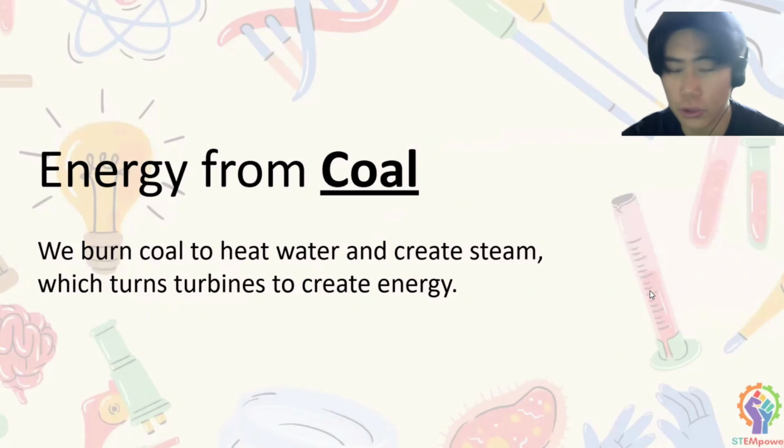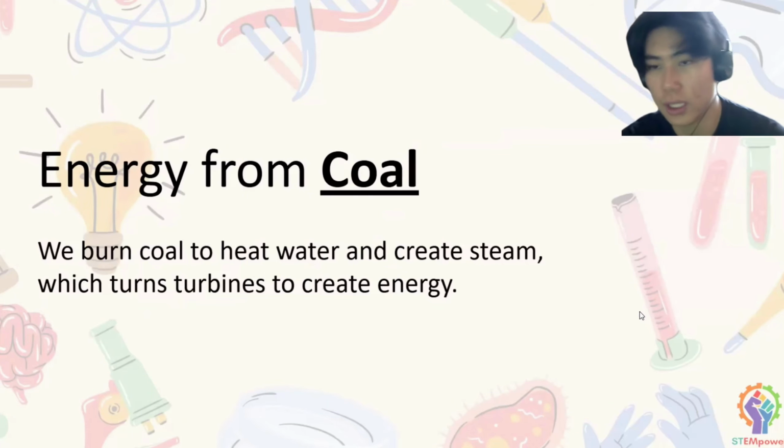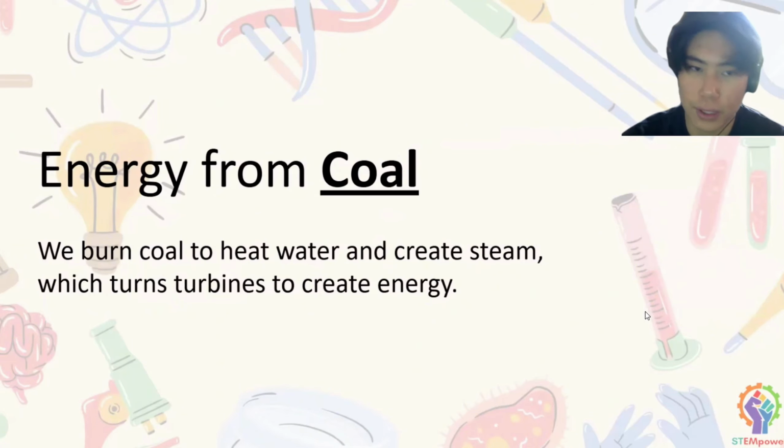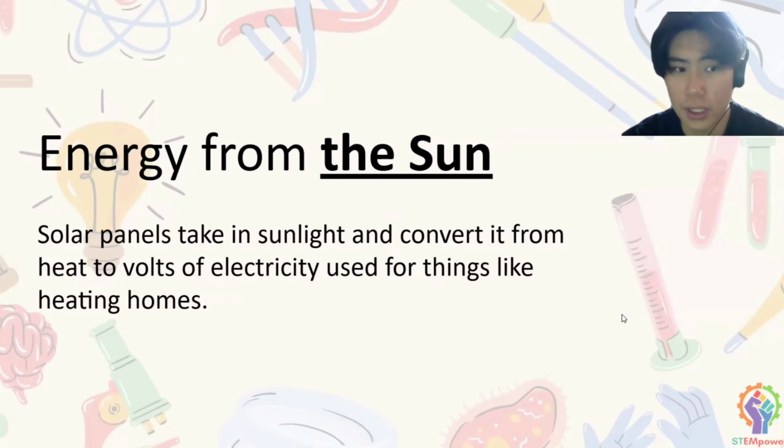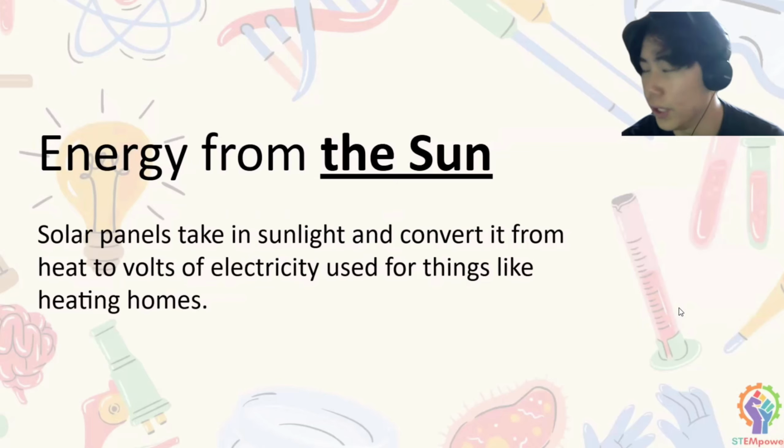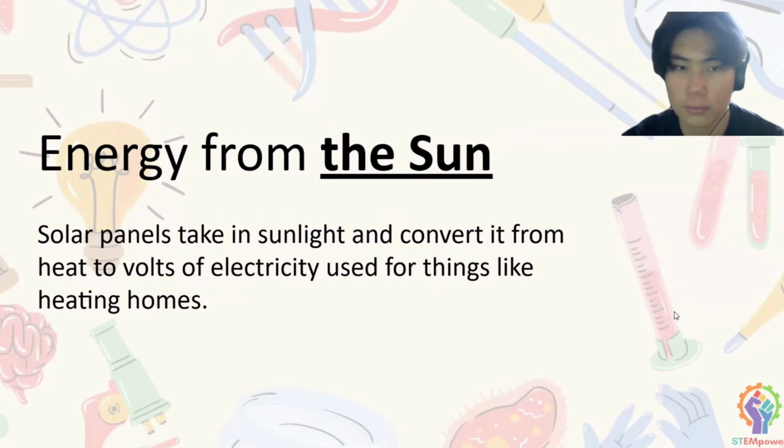Energy from coal. We use coal to burn heat and water to create steam, which drives turbines to create energy. Energy from the sun. Solar panels take in sunlight and convert it from heat to volts of electricity used for things like heating homes, powering air conditioning, turning on the lights, videos, charging, etc.